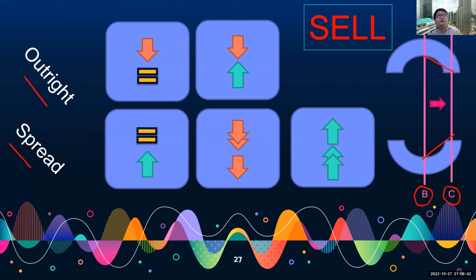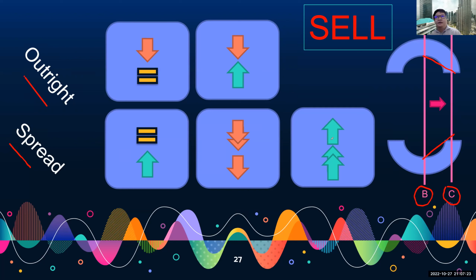The first one is the first leg drops, but the second leg maintains. Then you will get a narrowing. The next example is the first leg drops, the second leg goes up. You also can get a narrowing. The third one is the first leg maintains, but the second leg goes up. You also will get a narrowing. Then the fourth one is the first leg drops more than the second leg. Obviously, you get a narrowing as well.